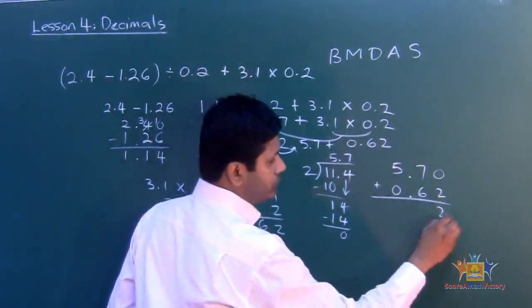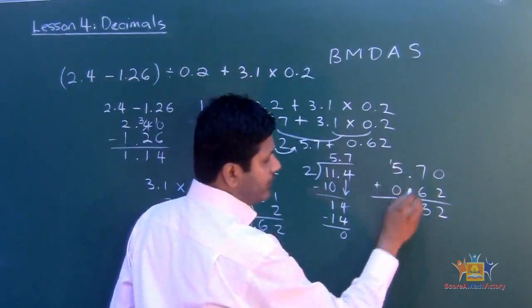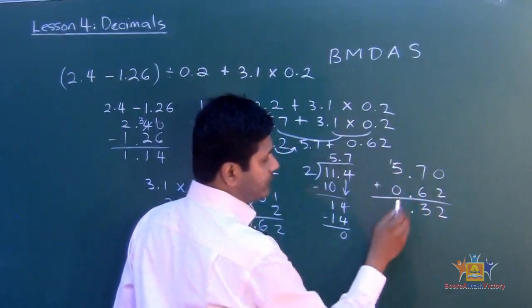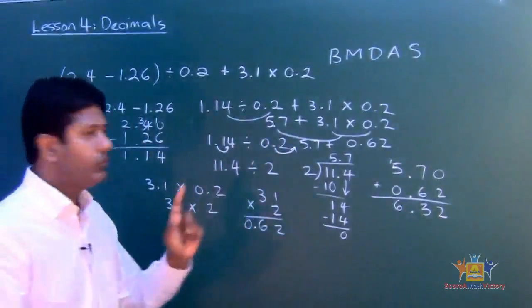0 plus 2 is 2. 7 plus 6 is 13, and then I carry 1. See the decimal right there? I bring it straight down. 1 plus 5 is 6. So my final answer is 6.32.